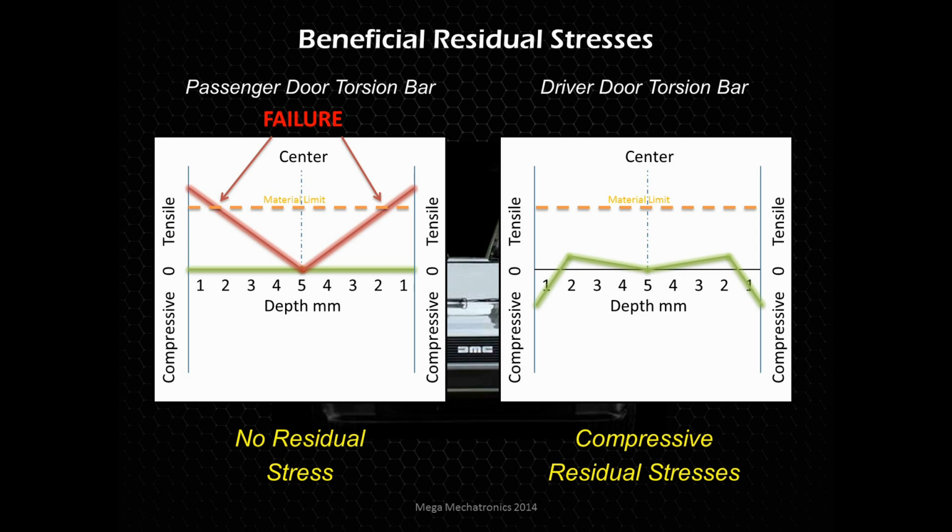So why did the driver door survive? Well, when they closed the door and you see those little spider legs, you could see how at the very edge where the compressive residual stress was, it compensated for that and prevented the surface from exceeding the material limits. Look at that. So going back and forth, you could see how that compressive residual stress reduces the maximum tensile stress on the surface of the part for the same exact load.